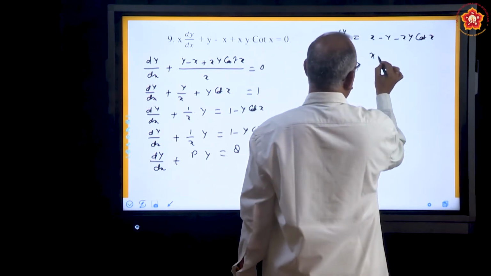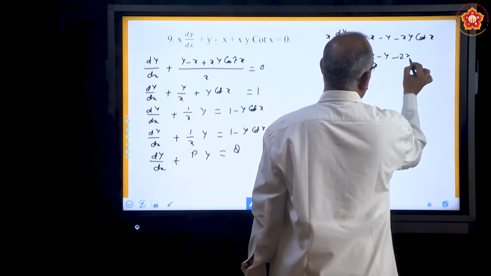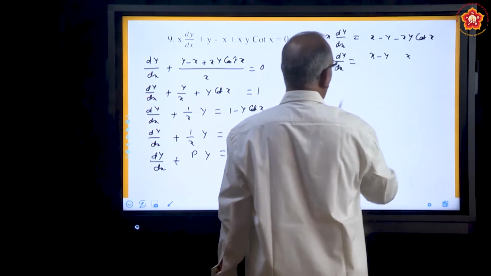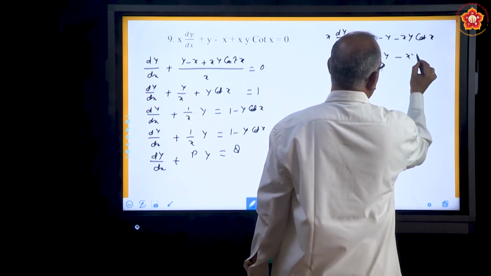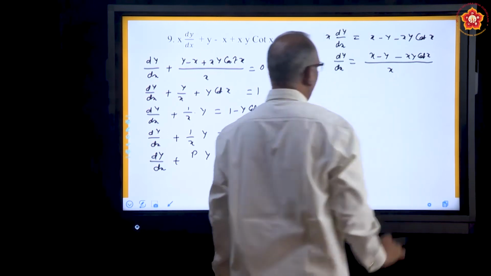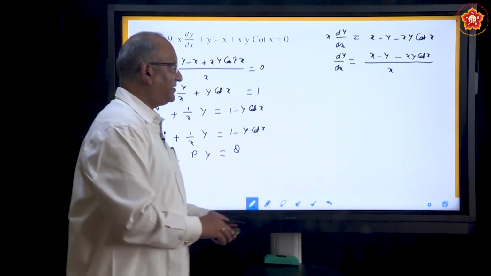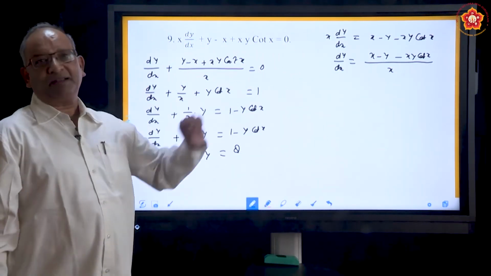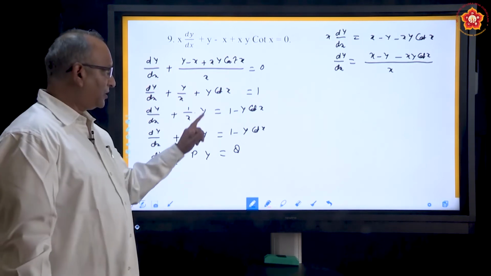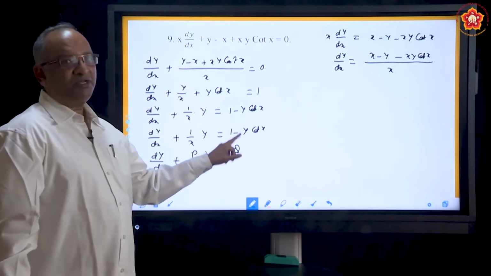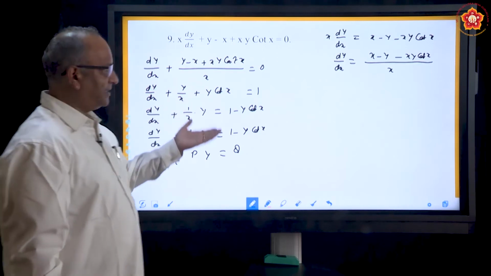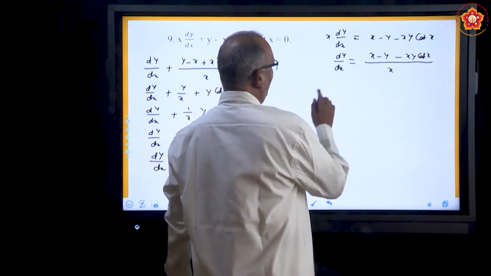This can be written as x minus y minus 2x, minus xy cot x by x. Okay. We have seen that when we try to proceed in that manner, it is not coming into the standard form. Means what? The q is not a function of x alone, y is also there. So, we are thinking to reciprocate and see. If you do that, what will you get?